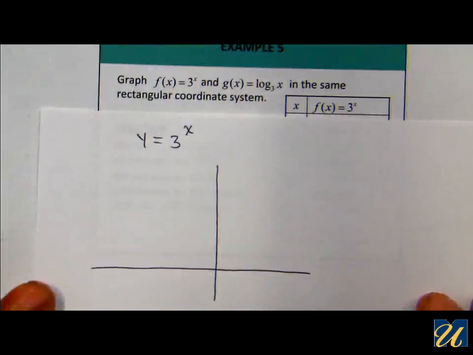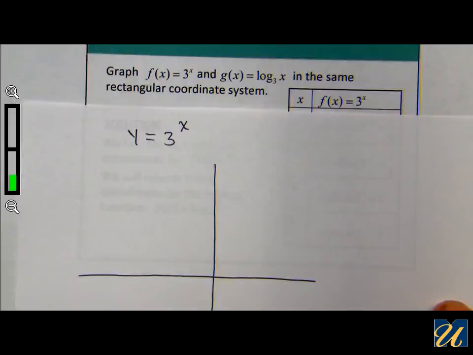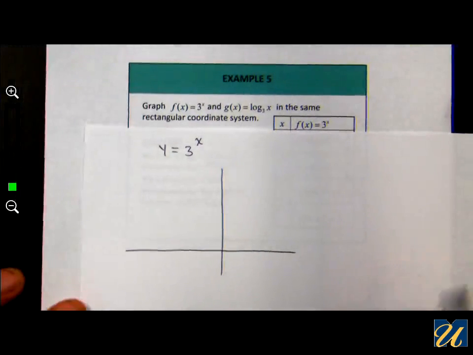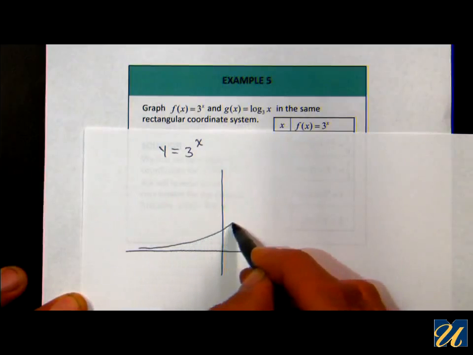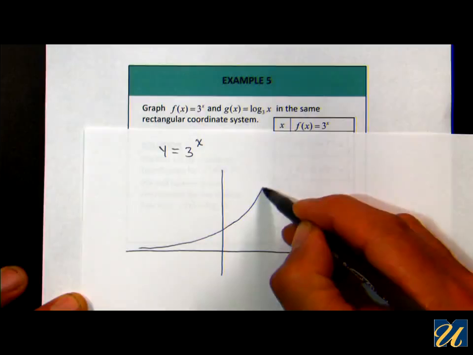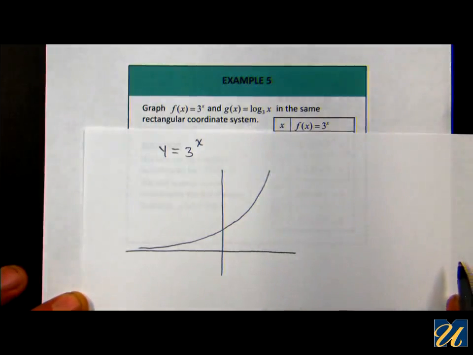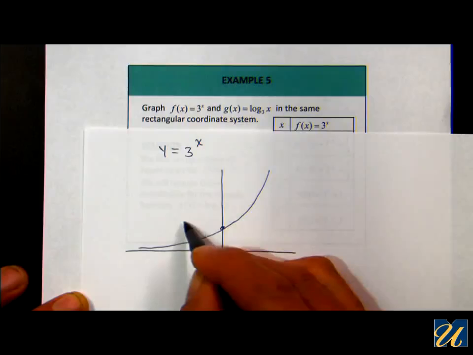Increasing exponential, asymptotic to the x-axis here, and it increases. And boy, does it increase quickly. And it goes through 0, 1.